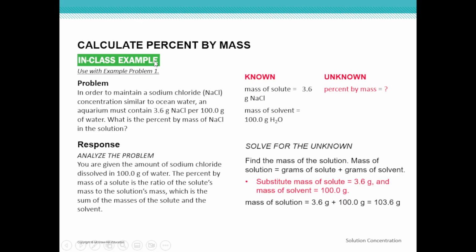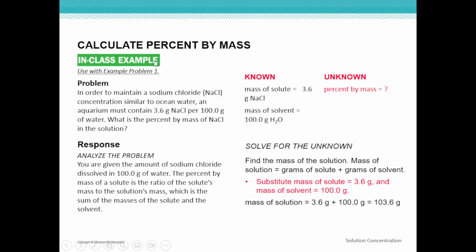So we first add up the mass of the solution. 3.6 plus 100.0 gives us 103.6. That's the mass of the solution. We want the percent by mass of the solute, which is the chemical in question. Notice we're not really concerned about the water. We're concerned about the salt content of the solution. The water is the solvent, the carrier for the chemical in question.